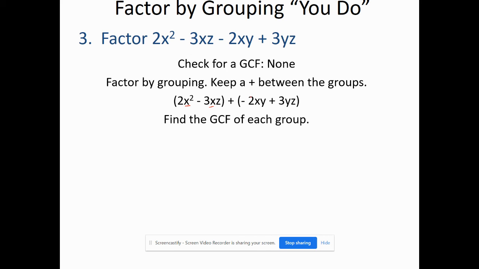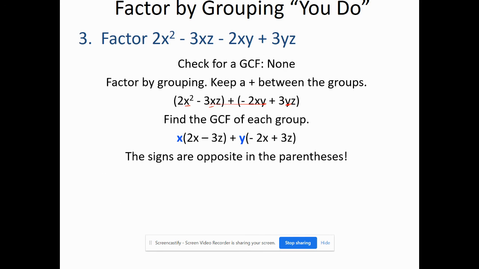Then looking at your second one, again, still a 2 and a 3, but they do have the y's in common. Sorry for that jump across, guys. So the y's are in common. So if we pull out those GCFs, x from the first one, x times 2x gives me 2x squared. X times a negative 3z gives me that negative 3xz. And then the bottom, the second one, y, when we pull it out, y times a negative 2x gives me a negative 2xy. And y times 3z does give me that 3yz. So we did that right.